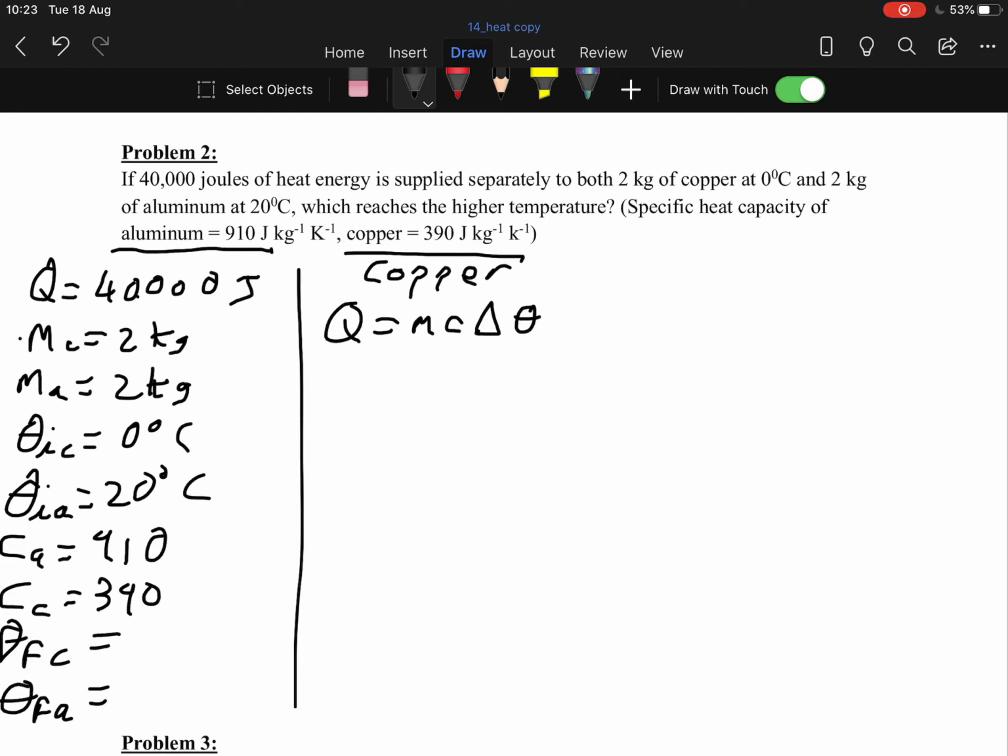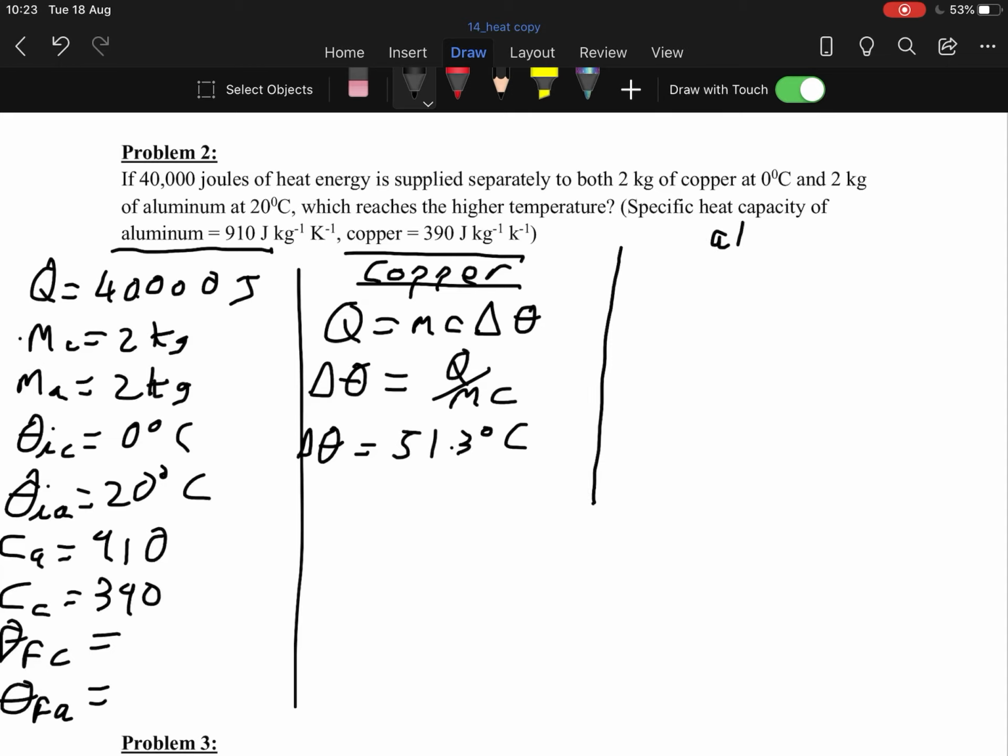So there are two ways we could do this. If we want, we could break delta theta into final minus initial, and then multiply the m and the c into both and divide it across, but that's going to be very difficult. So instead, we'll keep this separate and just say delta theta equals Q over mc. This might be a little bit easier. We'll put in our values for copper, because we're doing copper first. That'll be 40,000 over 2 times 390. So we should end up with our temperature change being 51.3 degrees Celsius.